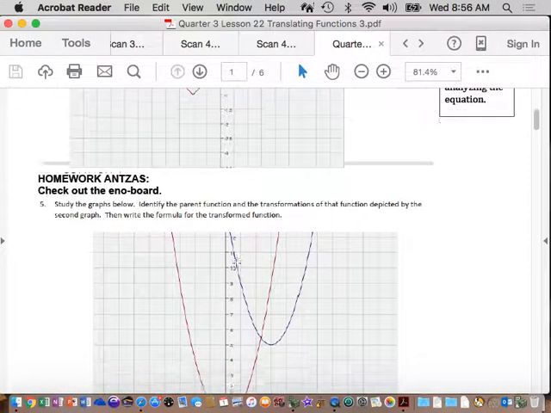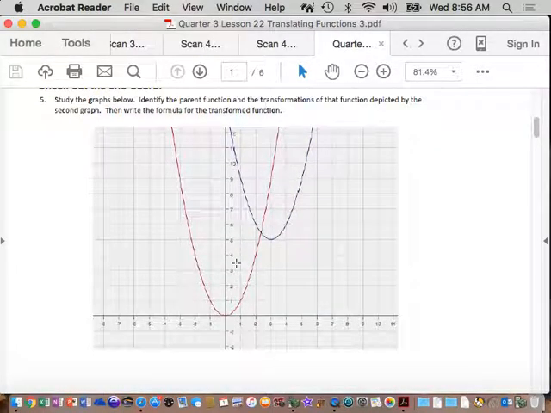All right, 22, translating functions 3. And we just did the Do It, which I will redo for the next class. All right, study the graphs below. Identify the parent function and the transformation of that function depicted by the second graph. The parent function is the one in red, okay? And then write a formula for the transformed function.